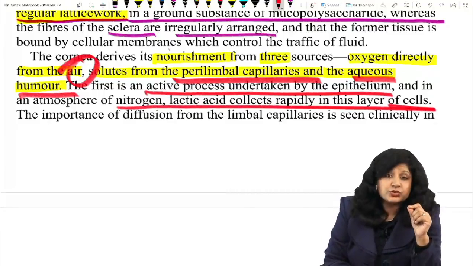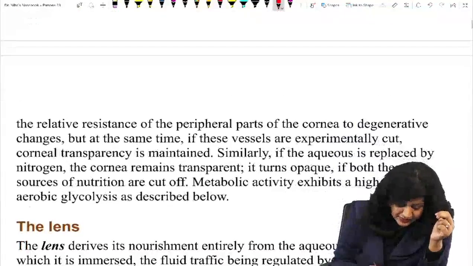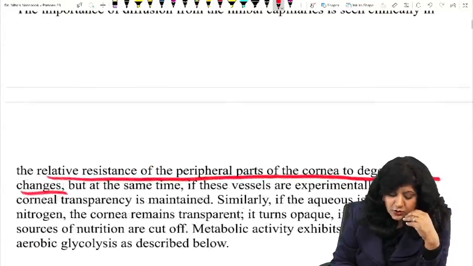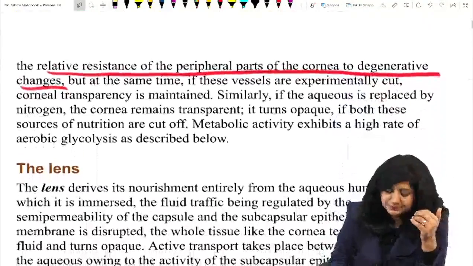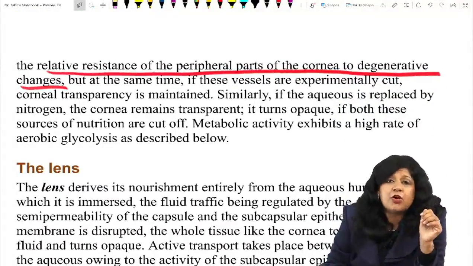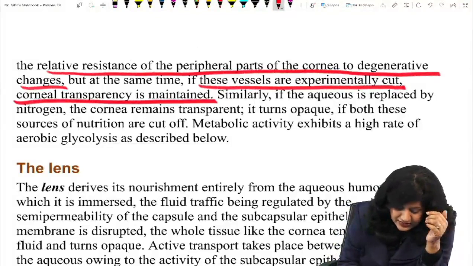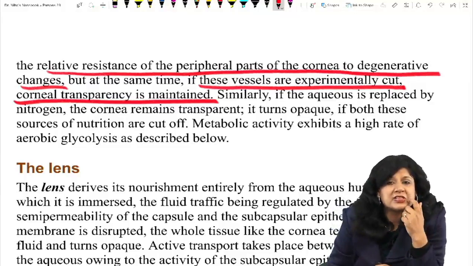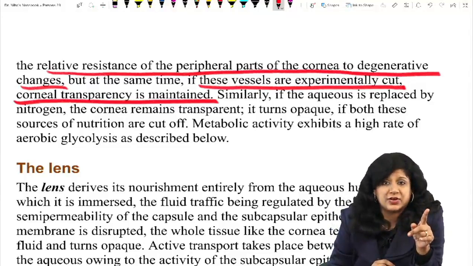If I talk about the second thing, diffusion from the perilimbal capillaries, it is seen clinically in the relative resistance of the peripheral parts of the cornea to the degenerative changes. So when I come to the diffusion from these perilimbal capillaries, I can face certain areas of resistance, and that can lead to degenerative changes in the cornea also. But if these vessels are experimentally cut, corneal transparency is maintained. It has been seen that when we are cutting these vessels, even then the corneal transparency is maintained. So, meaning to say, that it is not the sole reason for maintaining the corneal transparency.